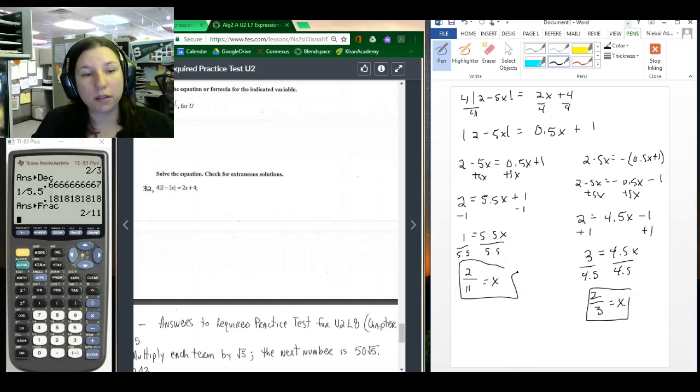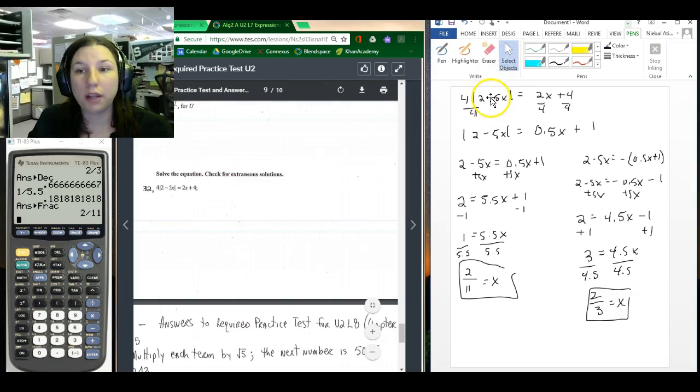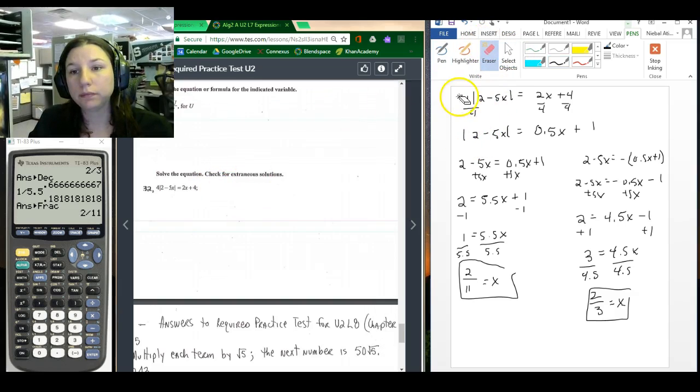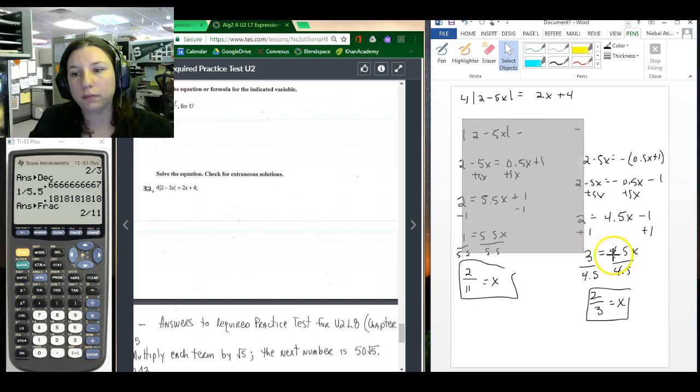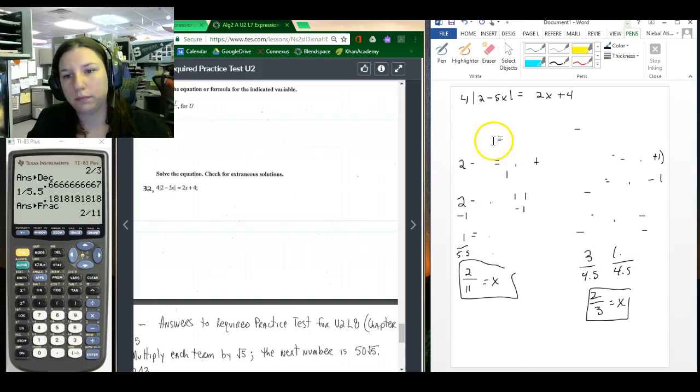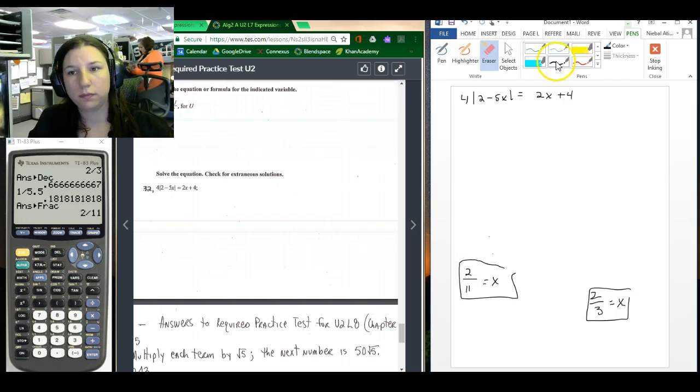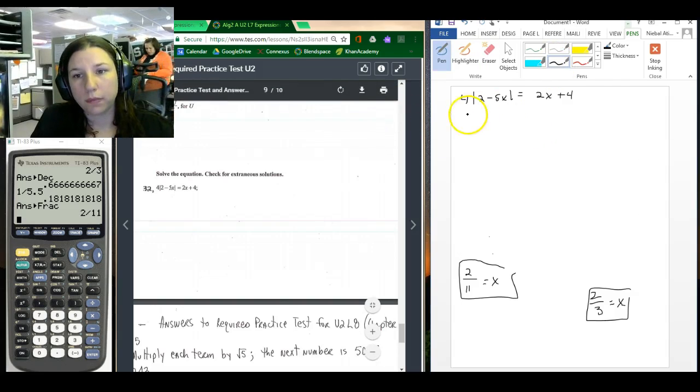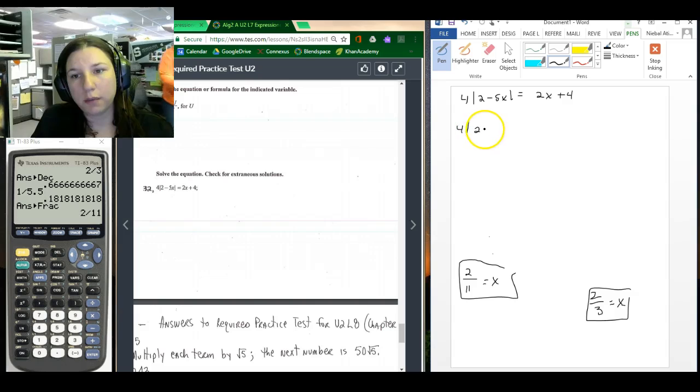Okay, so I have my 2 answers now, but you're not done. The directions told you to check. So if you want full credit, you need to check. So to check, I'm going to go back to my original equation. So we've got 4 times 2 minus 5 times 2 over 11. I want to know if that equals 2 times 2 over 11 plus 4.